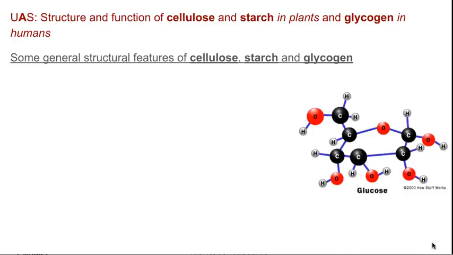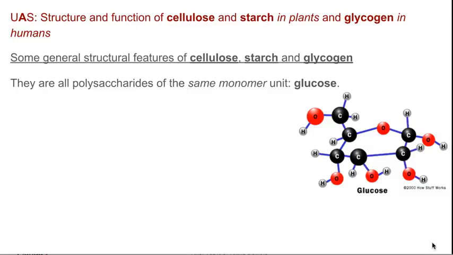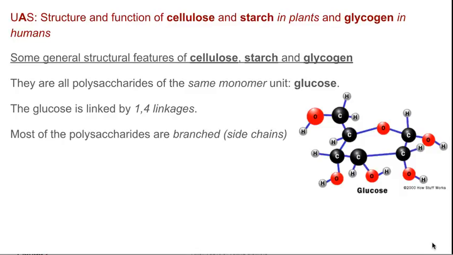Let's have a look at some general structural features of cellulose, starch, and glycogen. So first of all, they are all polysaccharides of the same monomer unit, which is glucose, simply repeating that glucose molecule over and over again. The glucose is linked by those 1 to 4 linkages, so from carbon number 1 of one molecule to carbon number 4 of another. Most of these polysaccharides are branched, which means they have a central chain with these side chains coming off, and we'll look at that in a little more detail soon.